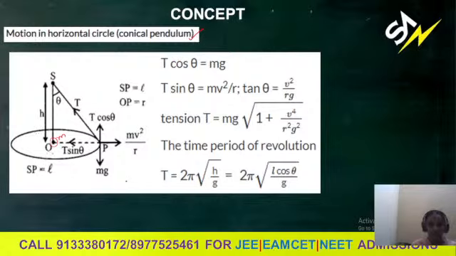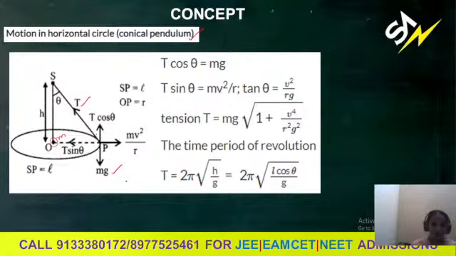So we link the bob at the bottom of that string, and it describes a horizontal circle. You can see the terms related to this free body diagram. O is the center of the circle. When it is at a point B, these are the components of forces. Weight acts downwards, and this creates tension along the string.